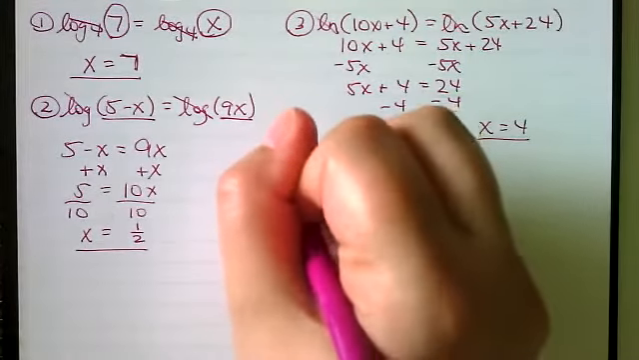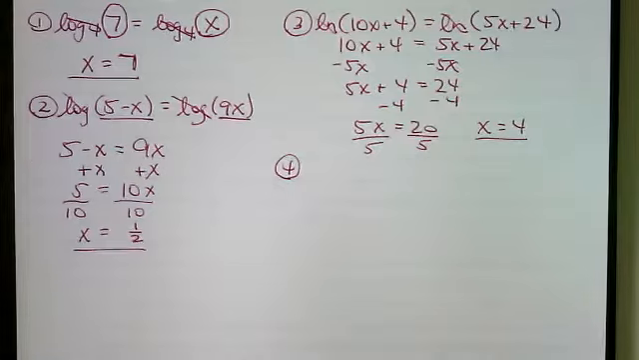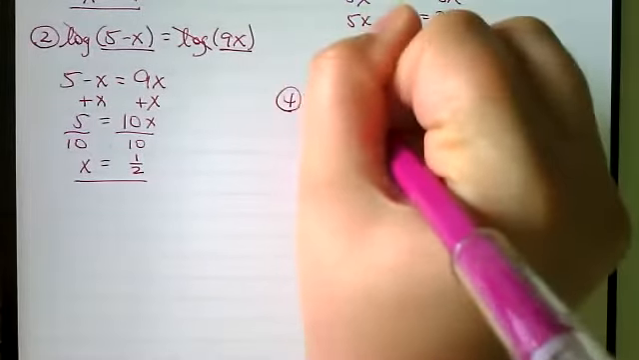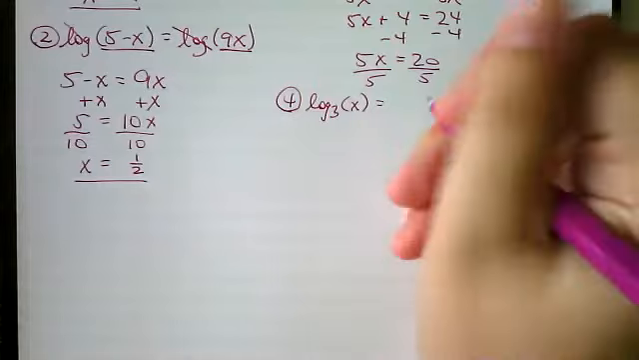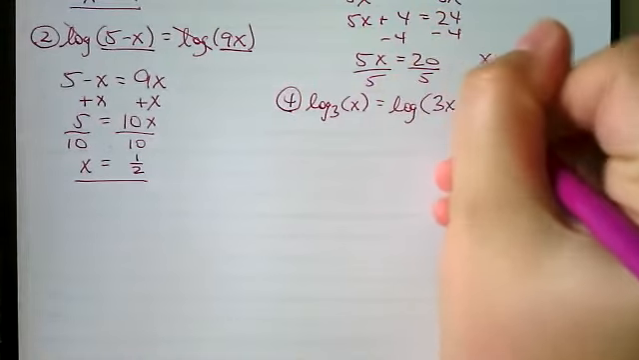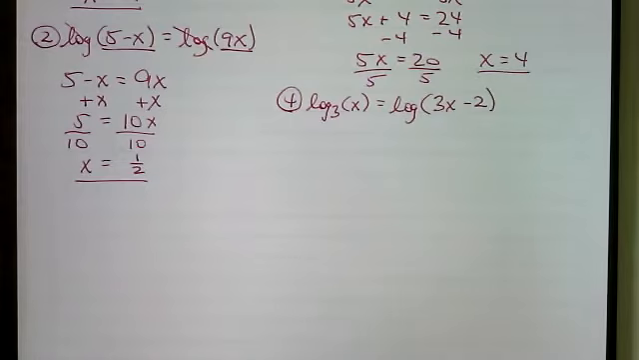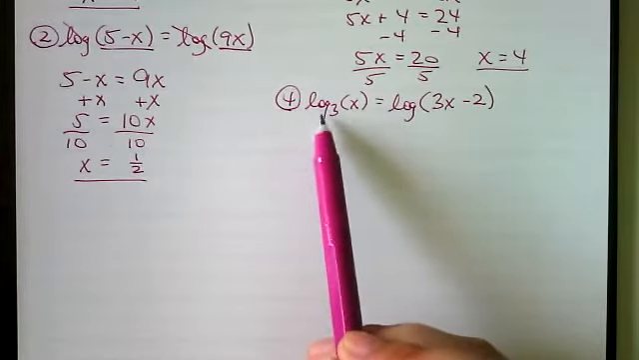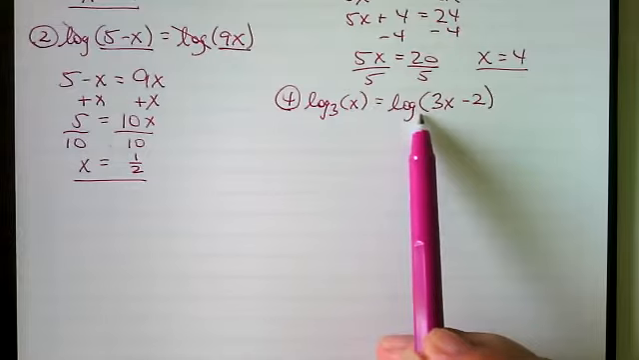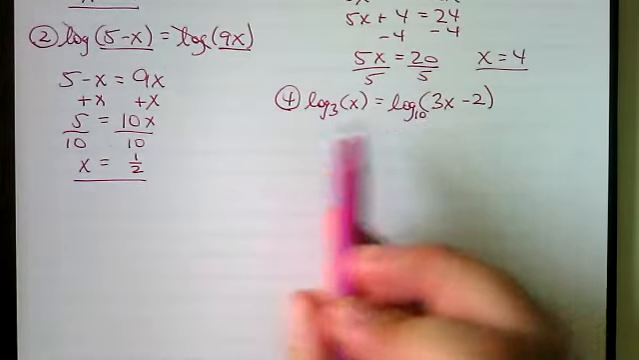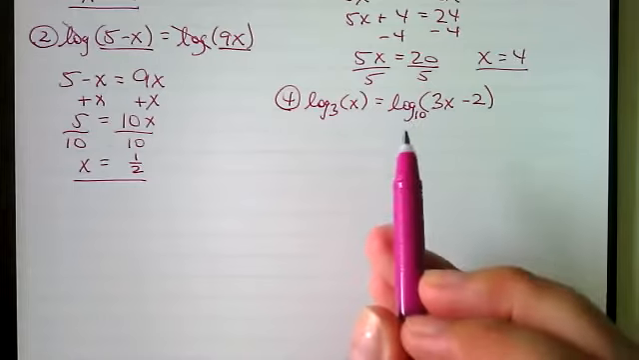All right, last question that we're going to do is log base 3 of x equals log of 3x minus 2. Again, check to see if your bases are the same. My base for this first log is 3. The base for the second log, there isn't one, so this is a 10. So these are not equal to each other, so I can't solve this one.